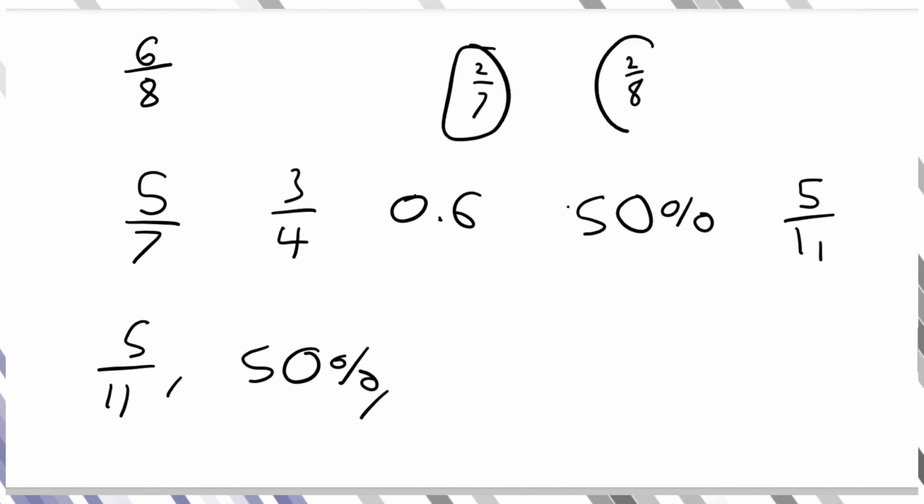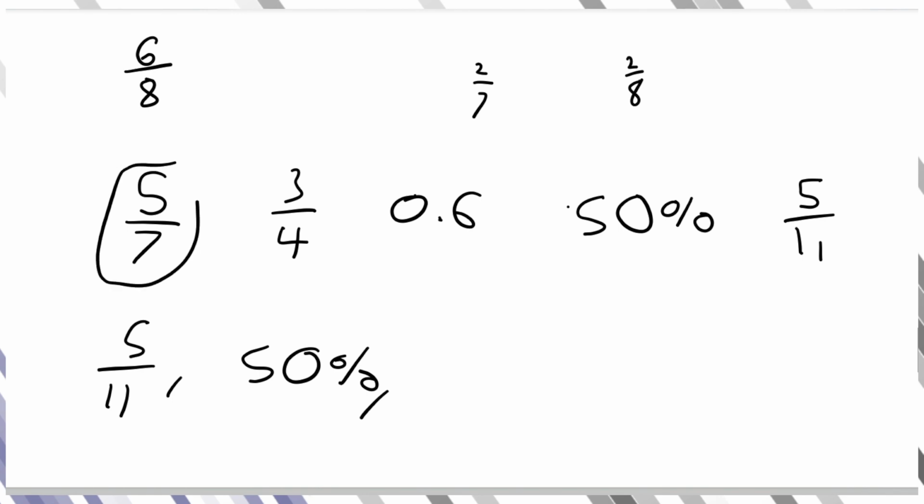2/7 is bigger than 2/8, because when you cut something up into 7 pieces, the pieces are bigger than when you cut them up into 8 pieces. So if this is 2/7 away from 1, it's a bigger distance away from 1 than this is. That means this is closer to 1. That means this is bigger because it's closer to 1. From 0 to 1, this is closer to 1.